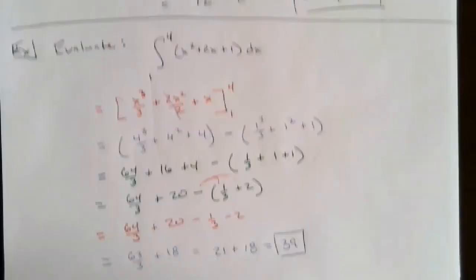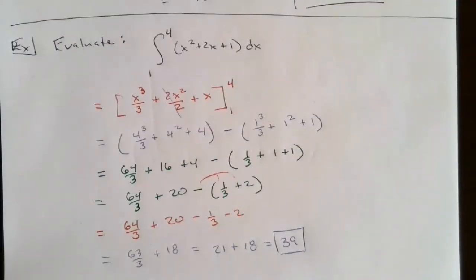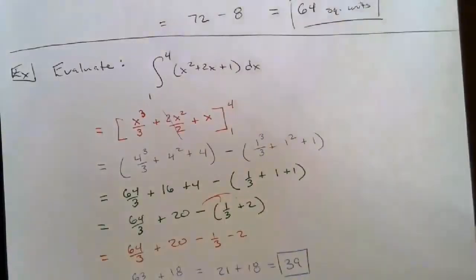It's the area under the curve, as long as this function is non-negative, but since we didn't ask about area, the answer is just 39. We evaluated the definite integral. All right, so let's take a look at just a few more.